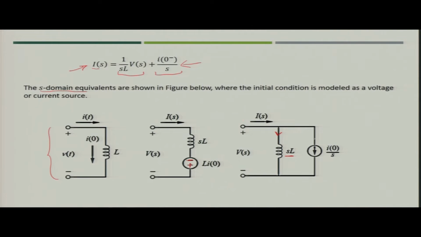In this way we can represent the inductor either in the form of voltage V(s) or in the form of current I(s). These are required whenever you are solving the circuit equation. This would usually be utilized when you are using Kirchhoff's voltage law, and this can be utilized when you are utilizing Kirchhoff's current law for converting the circuits.